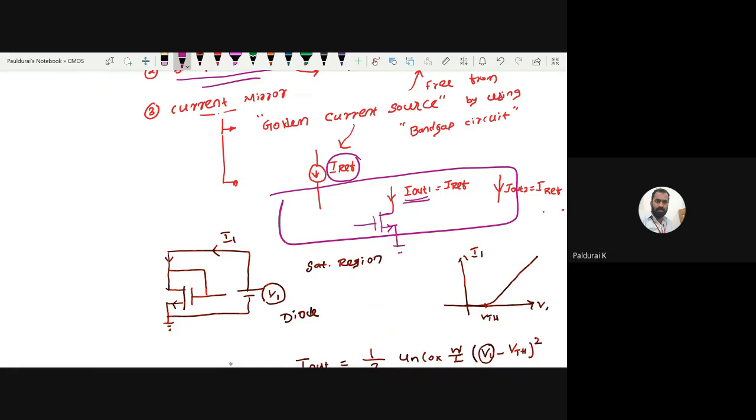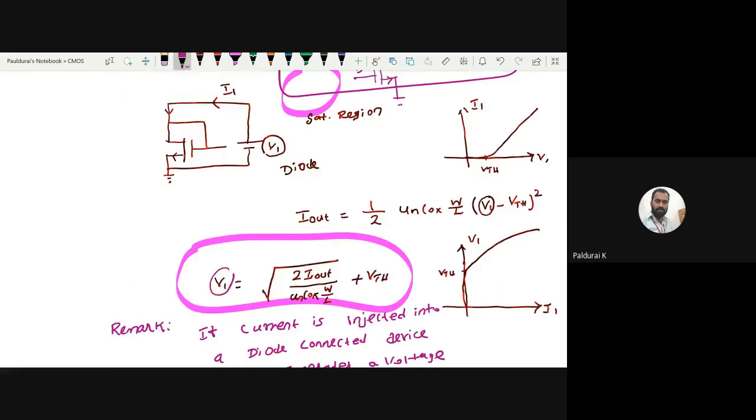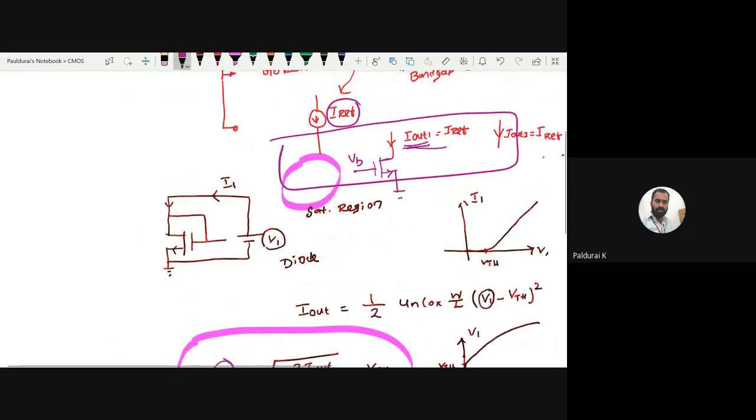Now I want to generate this current. It is almost equal to this I reference. What type of biasing voltage must be given? Now, if you give this voltage as the biasing voltage, you can see the beauty. This I out is almost equal to I reference.